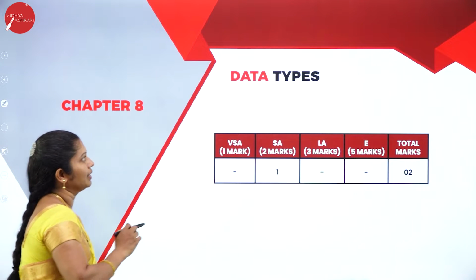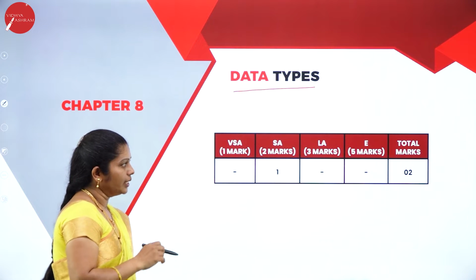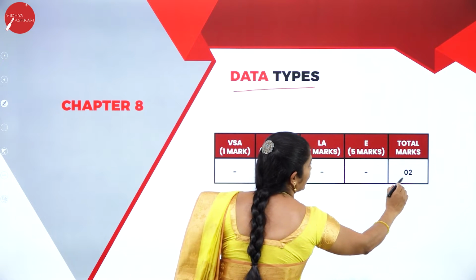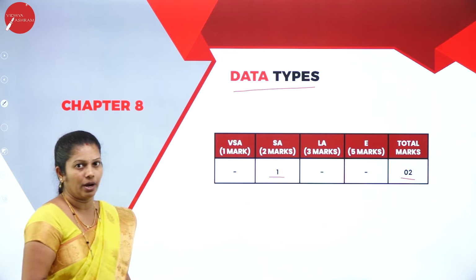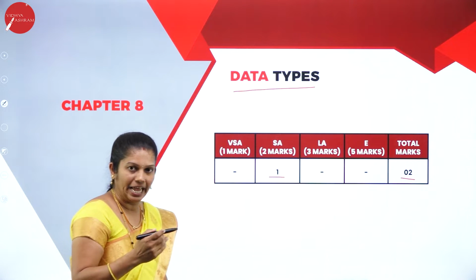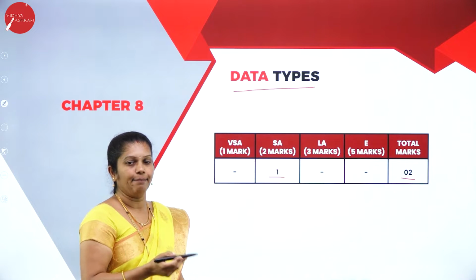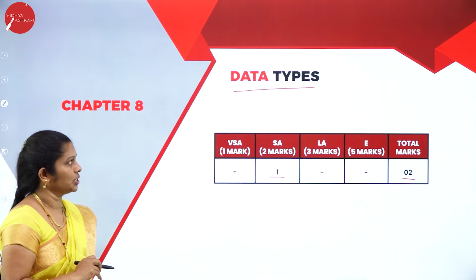The next chapter is data types. This chapter has only 2 marks weightage in the annual exam. Only 1 question you will get, that is in part B for 2 marks. Like, what do you mean by data type? List the different types of data type. Like that, you may get the questions.